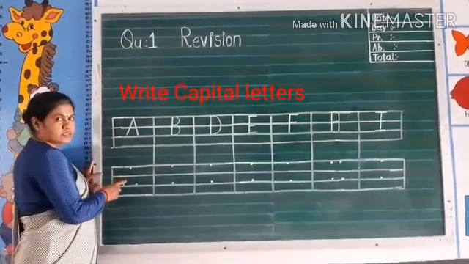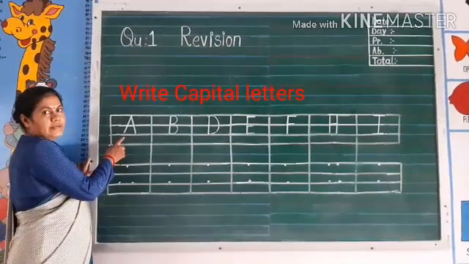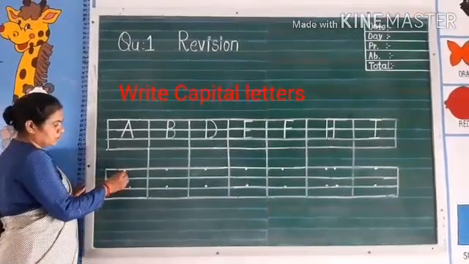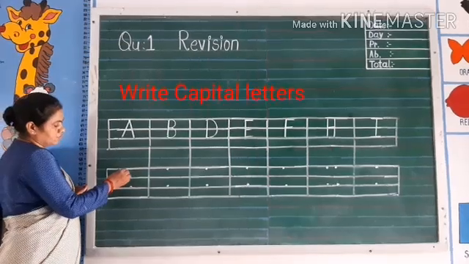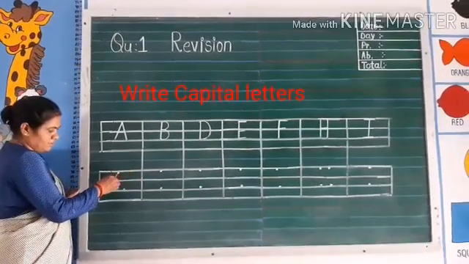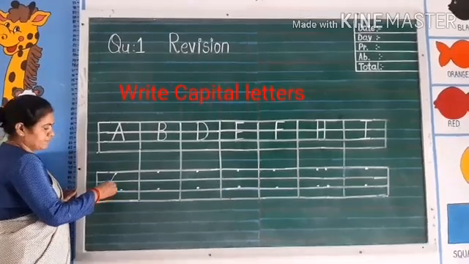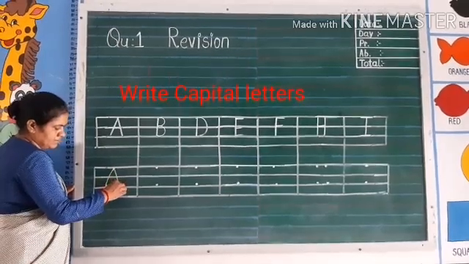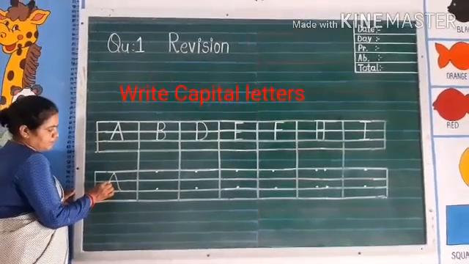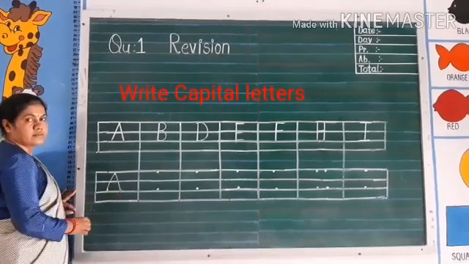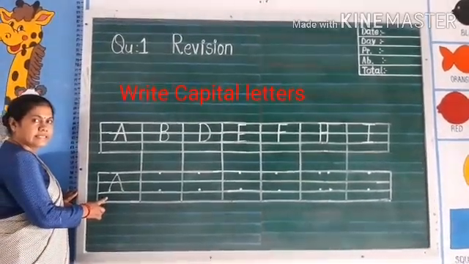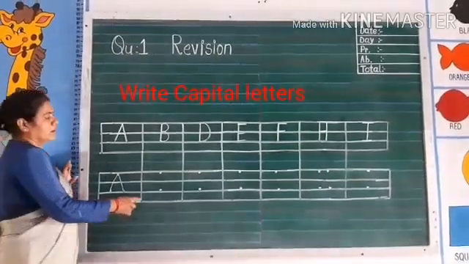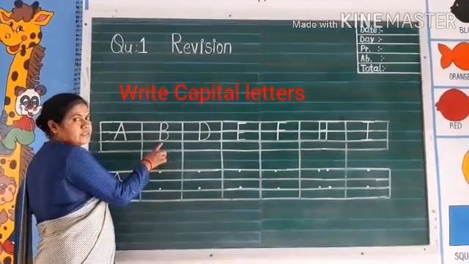Here dots are given. Capital letter A. How to write capital letter A? First, here 3 dots are given. First, up to down, make a slant line. Up to down, make a slant line. And between, a sleeping line. This way you have to write capital letter A.